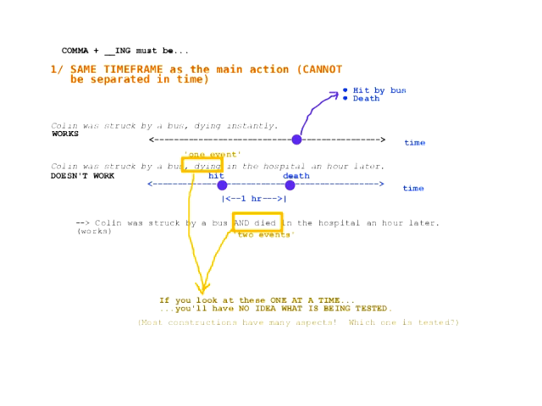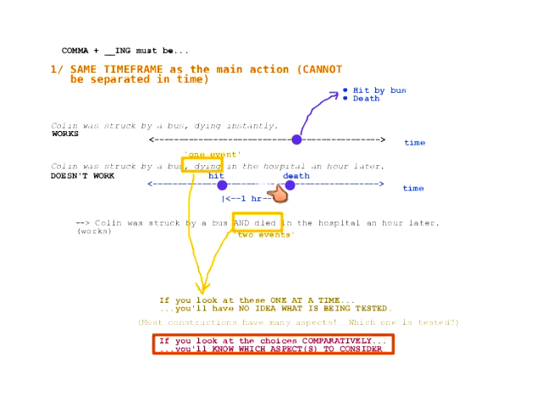Only the shadow knows. On the other hand, if you look at these in comparison to each other, and I know I'm saying this a million times in a row, but it's definitely worth it, if you look at the choices comparatively, you'll know which aspect or aspects to consider. Like here we have comma -ing against and verb. The only functional way in which those differ is that this has got to be a single event and this has got to be two events.